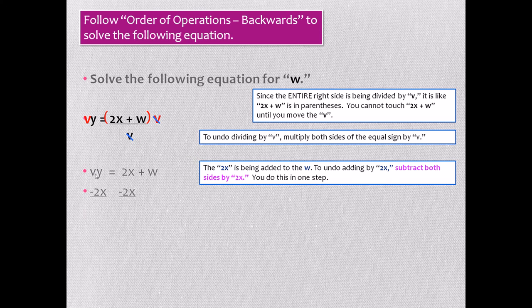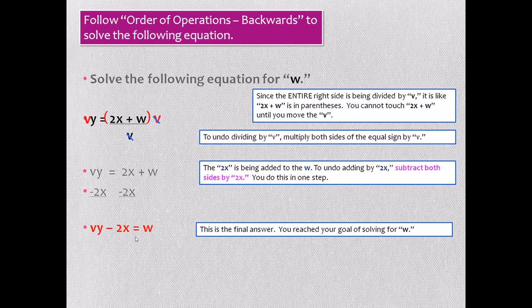So I'm going to subtract 2x from vy. 2x take away 2x just leaves me that positive w, and it's vy take away 2x equals w, and that's going to be our final answer because w is alone.